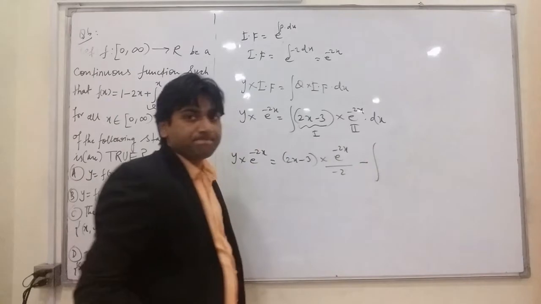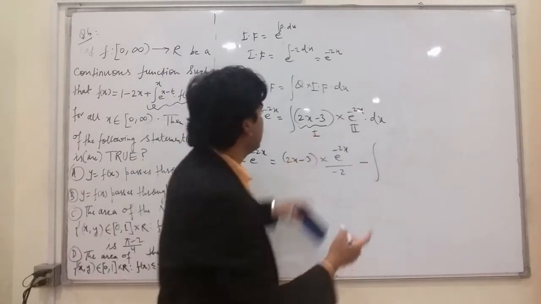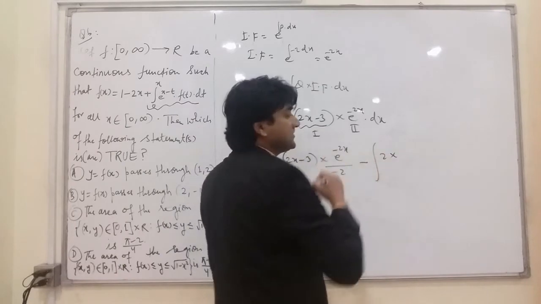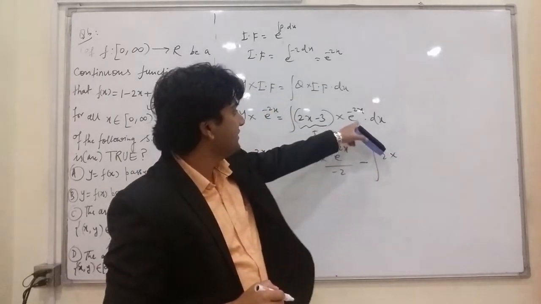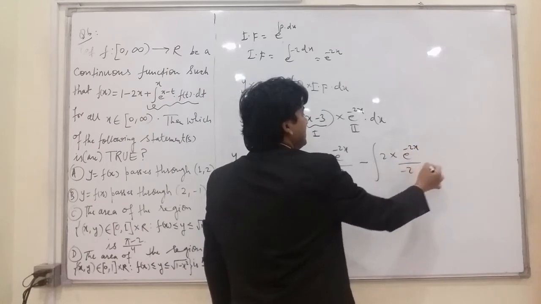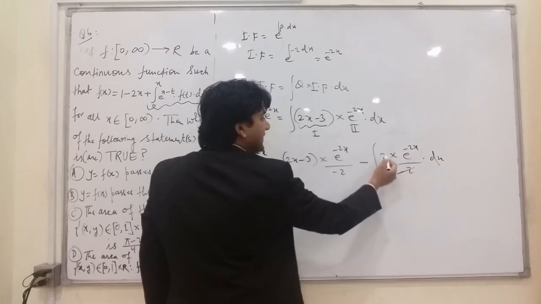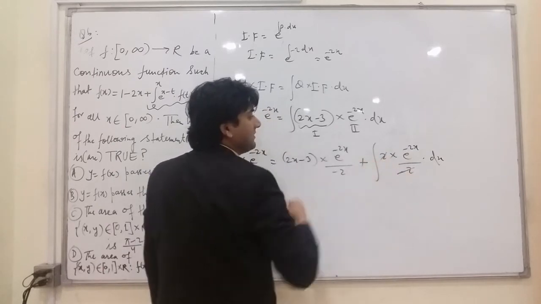Then minus integral, then we have to differentiate the first one. This is 2x minus 3, differentiation means 2, and we have to integrate this. It means e raised to minus 2x over minus 2 dx. Okay? Now this is minus 2 and this is also minus 2. So it will be plus.